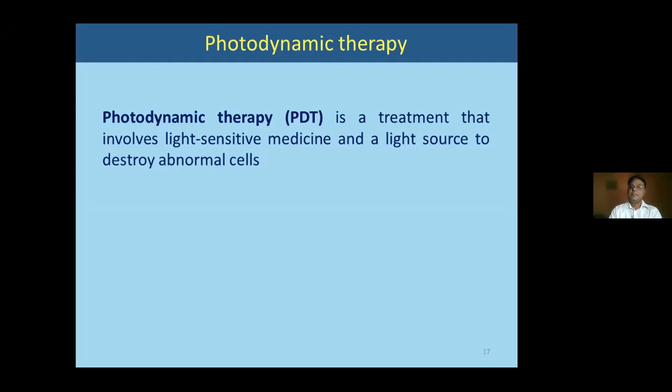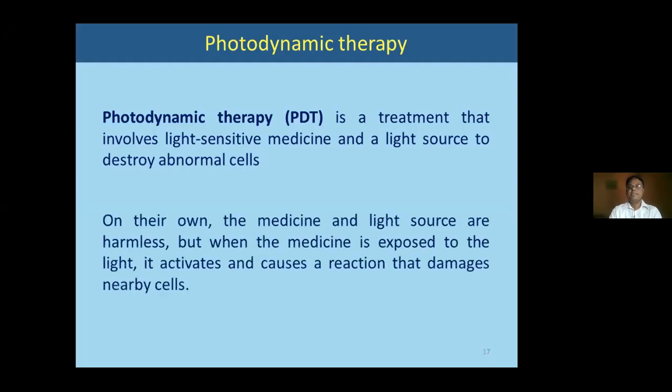What is this? This is a treatment that involves light-sensitive medicine and a light source to destroy abnormal cells. So what is said about that? That these PDT agents, the medicine and the light source, are on their own harmless. When you use this PDT agent inside the body, it will not cause any harm to the body unless you activate it with light. When you activate it with light, it gets activated and causes a reaction which damages the nearby cells. So what is the advantage of PDT in this case?